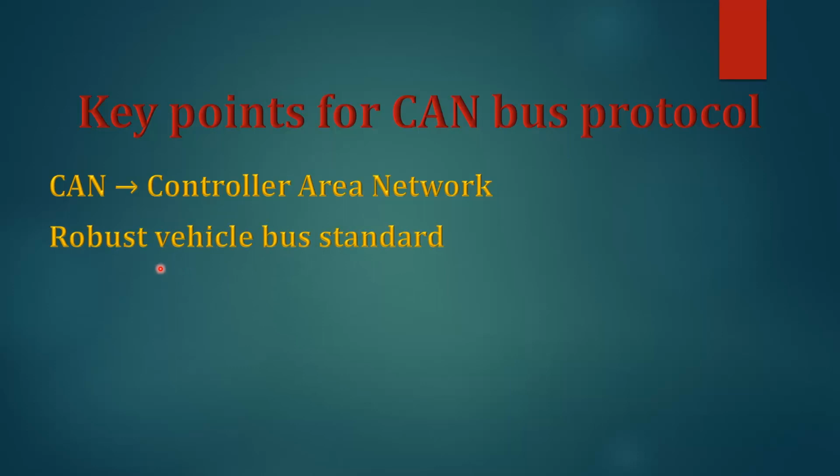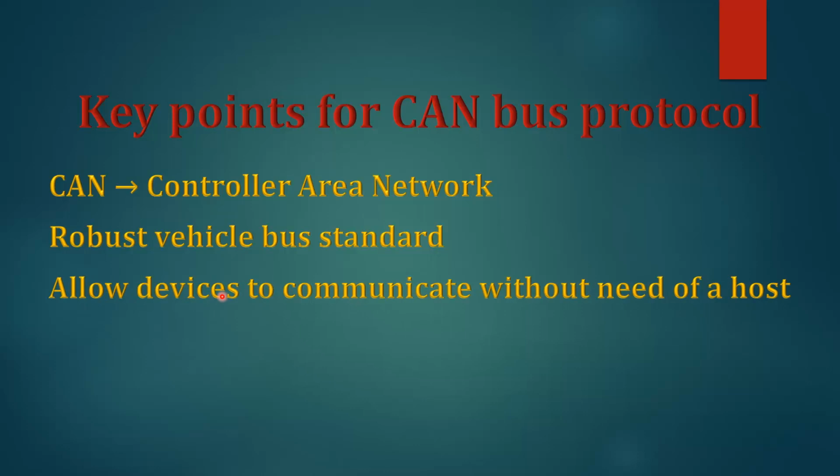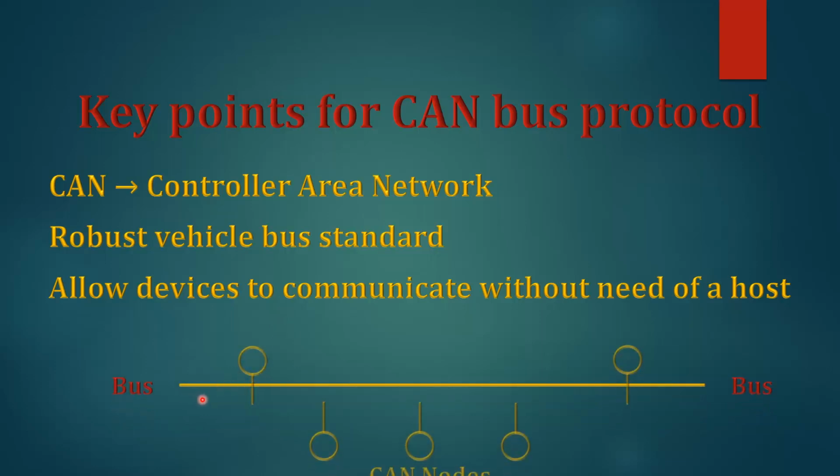Then the CAN bus is a robust vehicle bus standard. And the third point is, it is made to allow devices or microcontrollers to communicate with each other without the need of a host. Okay, so that is a major advantage in this CAN protocol. And if you see the diagram, this is the CAN bus and there are certain CAN nodes. They are connected over the bus. So this will be the overall architecture for CAN bus protocol.